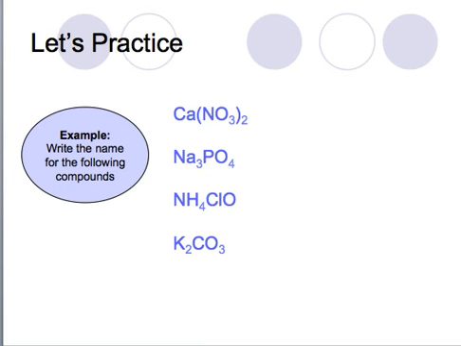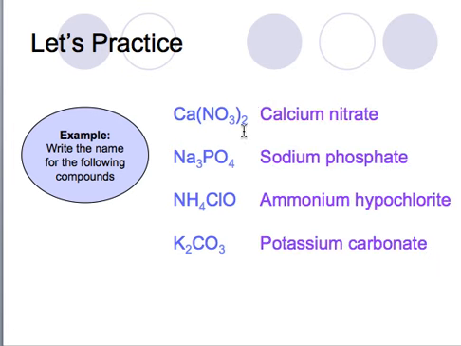A few more to try. You can see you place the two names together, the single metal cation name with the polyatomic anion name. Calcium nitrate, sodium phosphate, ammonium hypochlorite, you remember that from your quizzes, and potassium carbonate.